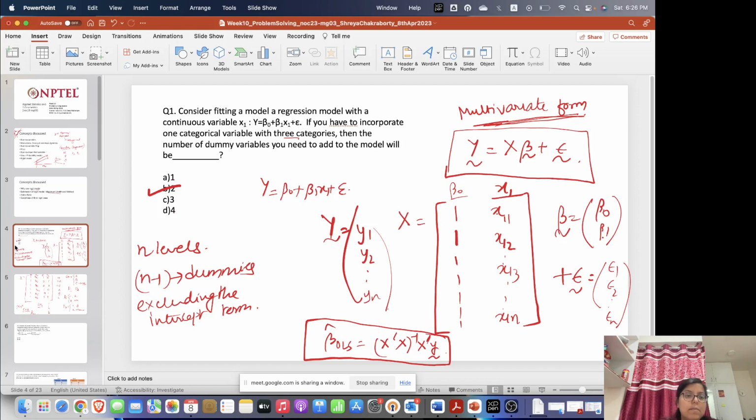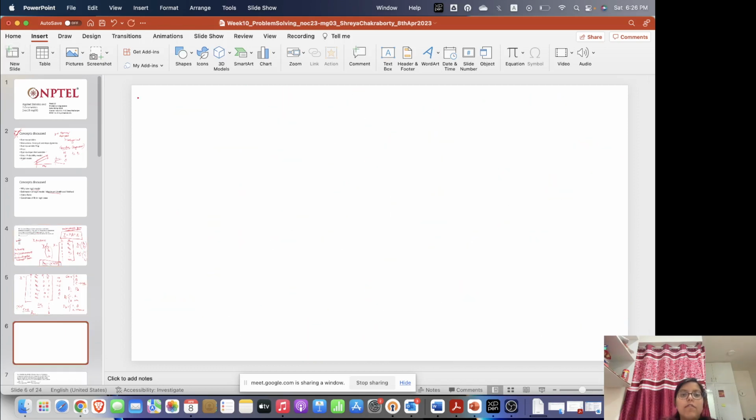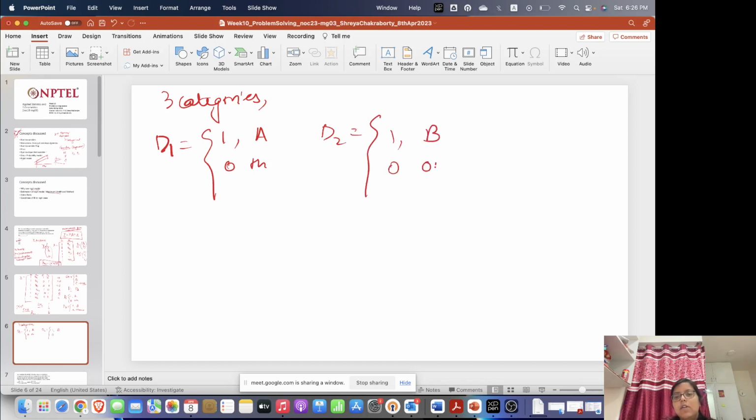Now somebody might ask, what would happen if we used three dummy variables? Let's say we have three categories. Okay, so we'll use three dummy variables. D1 is 1 if A, 0 otherwise. D2 is 1 if B, 0 otherwise. And D3 is 1 if C and 0 otherwise.